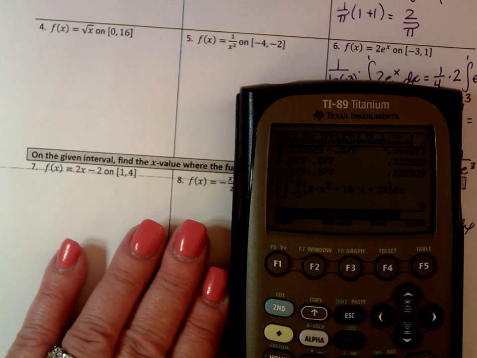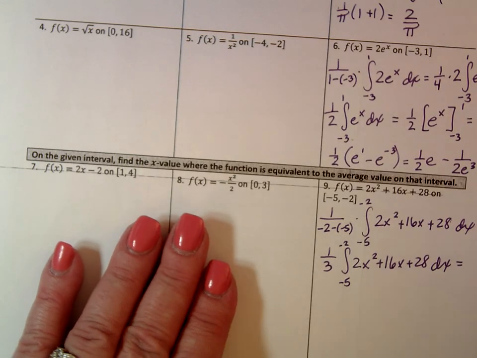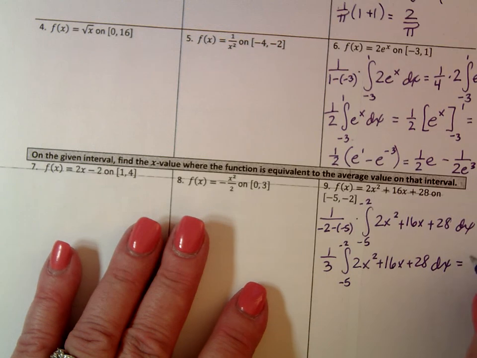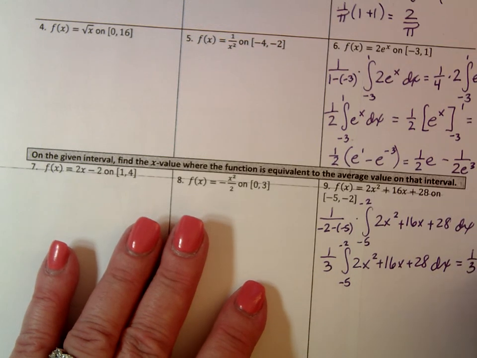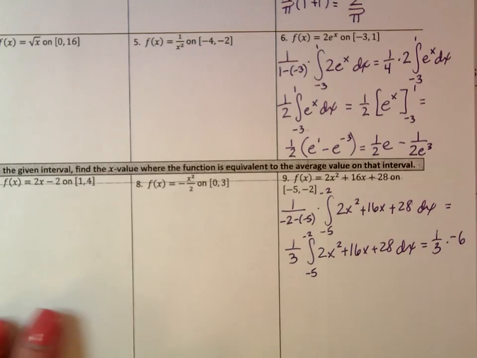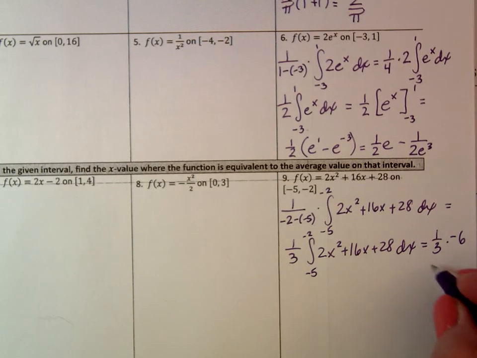There, quickly it tells me it's negative 6. So, I know that this part's negative 6, but it's really 1/3 times negative 6. Don't forget the value in front, right? So I end up with an answer that equals negative 2.